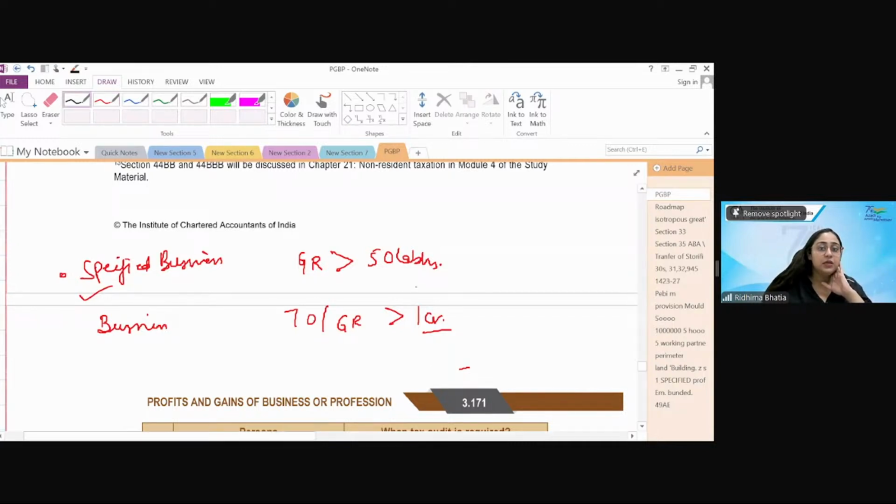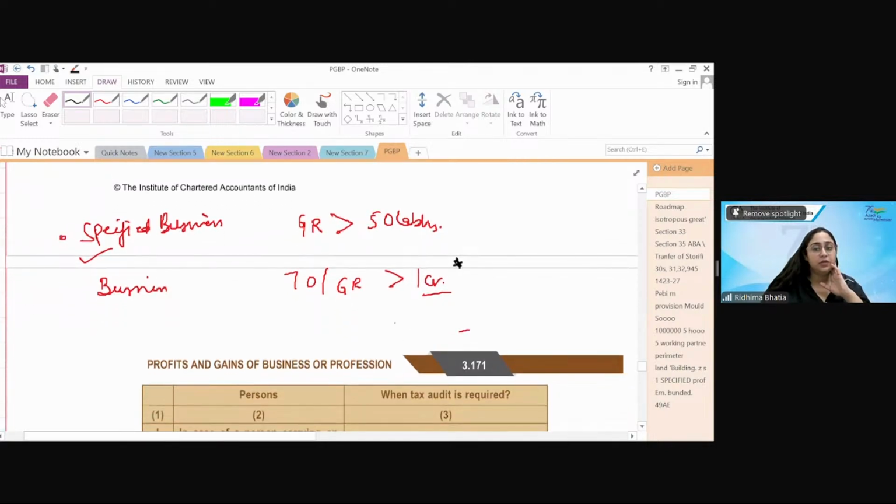But interestingly, they have made this 1 crore ka limit 10 crore ka limit. Limit increased to 10 crore if during the year, instead of 1 crore, if during the year your cash receipts is up to 5% of total receipts, and your cash payments both is up to 5% of total payments.